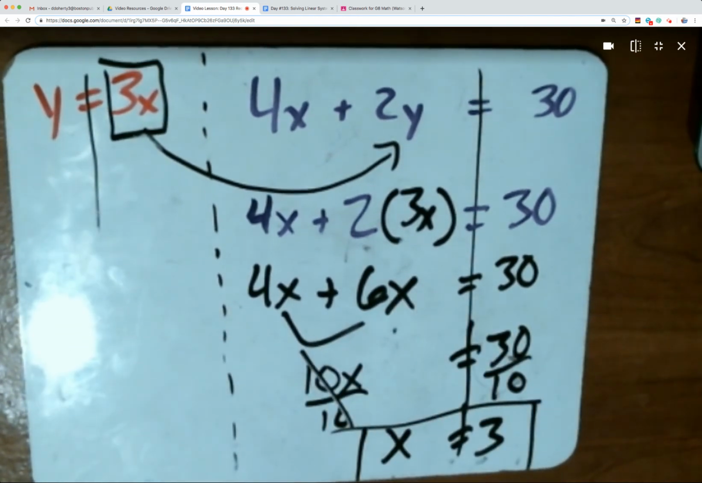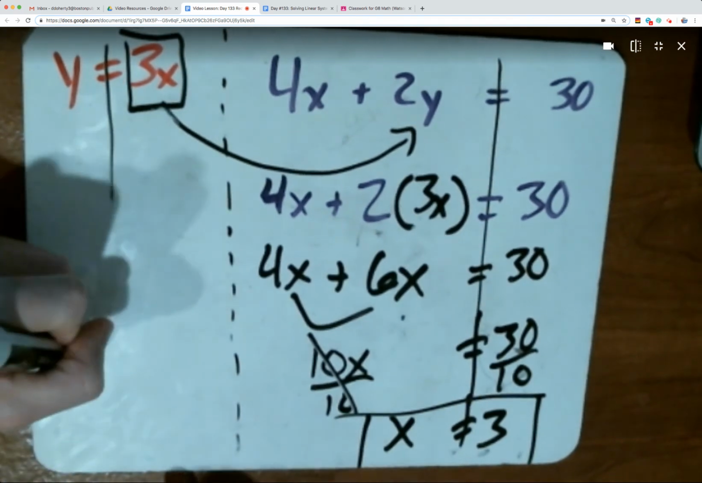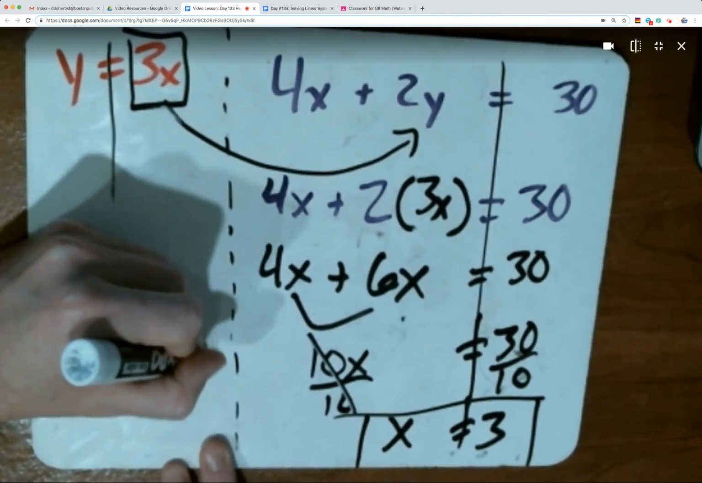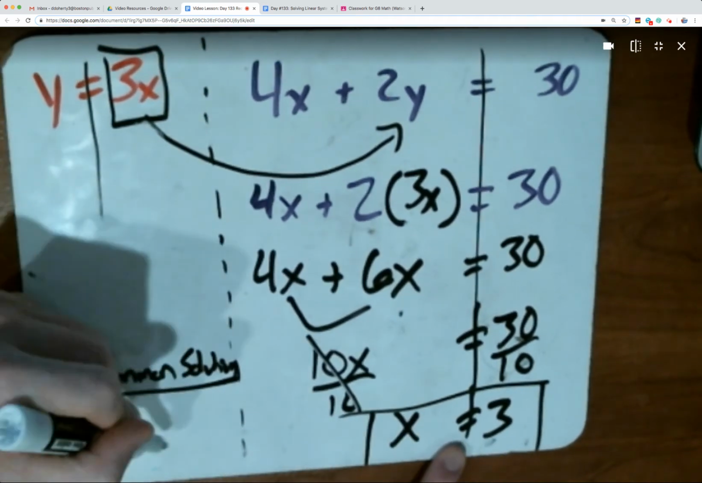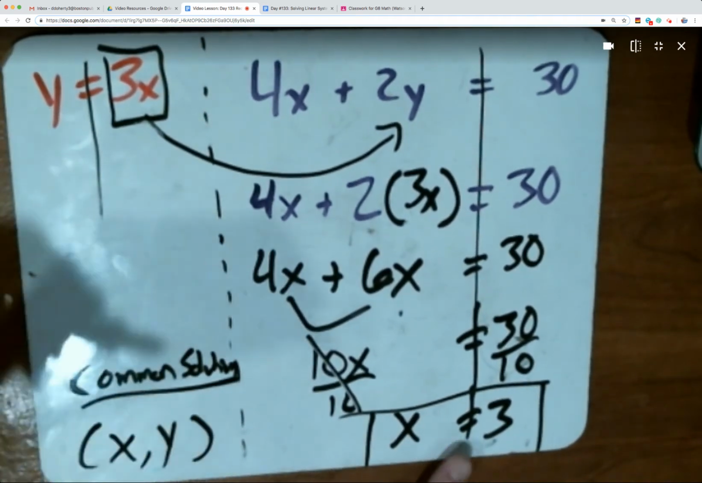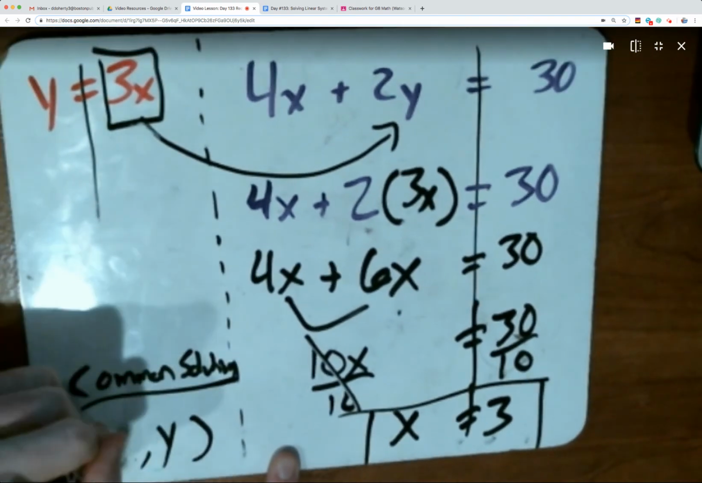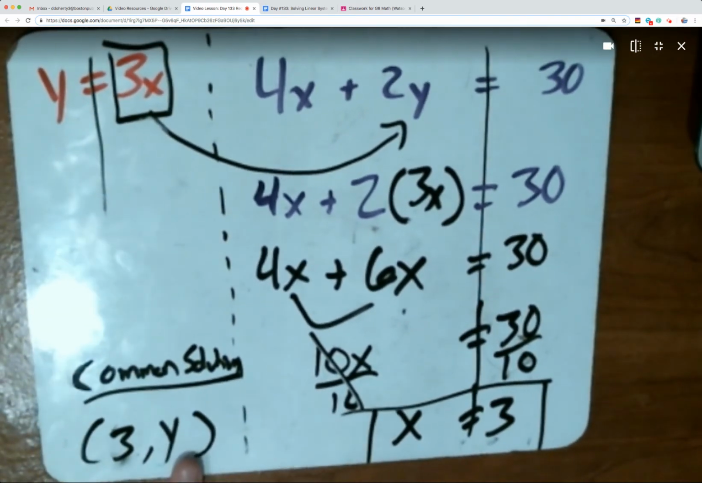A lot of work, but now we see half of our common solution. If I'm going to try to find the common solution here, which we'll put here, I know the x half of my common solution is now going to be 3. Once I know that x is 3, finding the other half of the common solution is a bit easier.